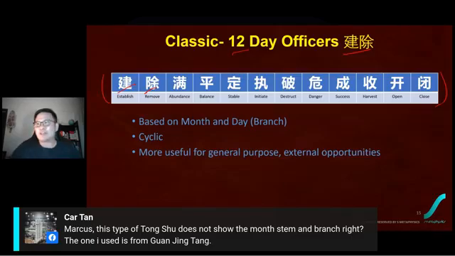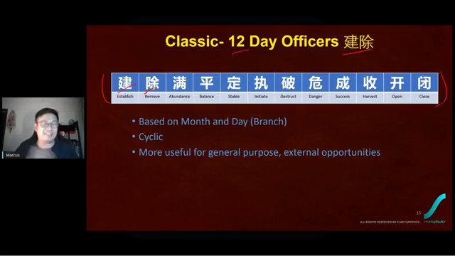12 day officers. In these 12 day officers, the days go in a cycle in a certain manner. Have you heard of these 12 day officers? Do you know exactly what the should do and should not do are? Do you have any ideas? If you roughly know, say yes. If you don't know, type no. If you are half, just type half. Then I know roughly whether most of you are familiar or not familiar, and I don't need to go so much in depth.